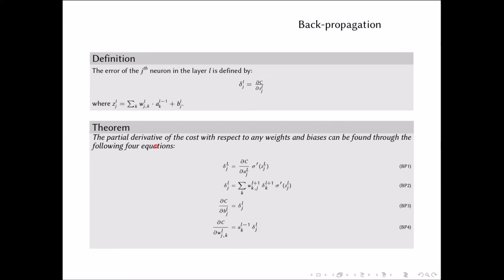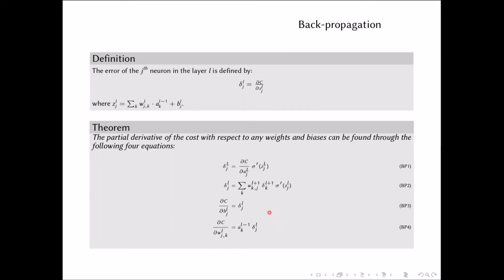So the theorem says the partial derivative of the cost with respect to any weights and biases can be found through the following 4 equations. These 4 equations I have already written on the blackboard and the cap table. If people want to switch to there, you can see it. Also, you can see it from here. So why do these 4 equations help us?